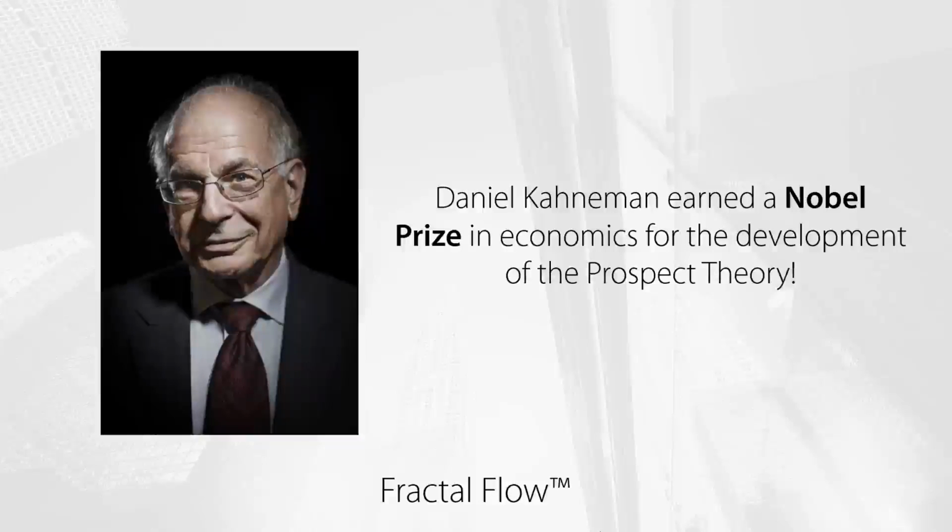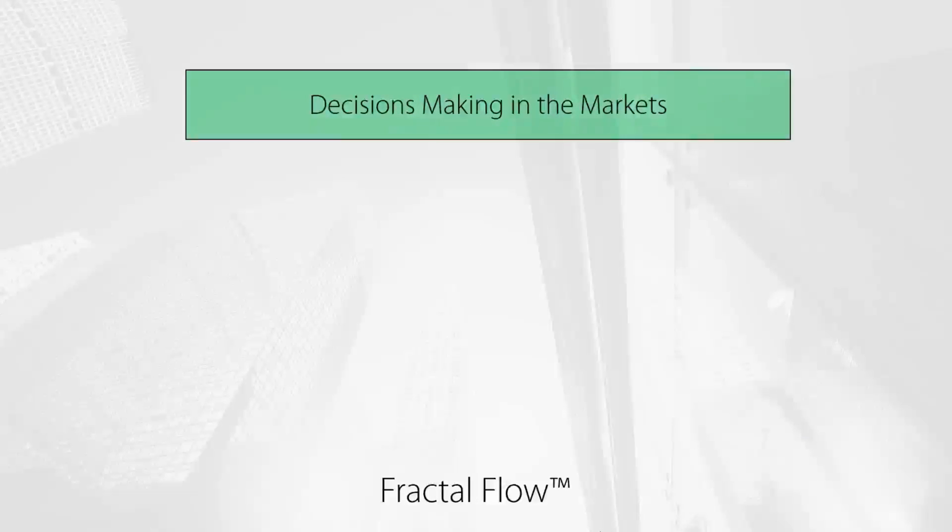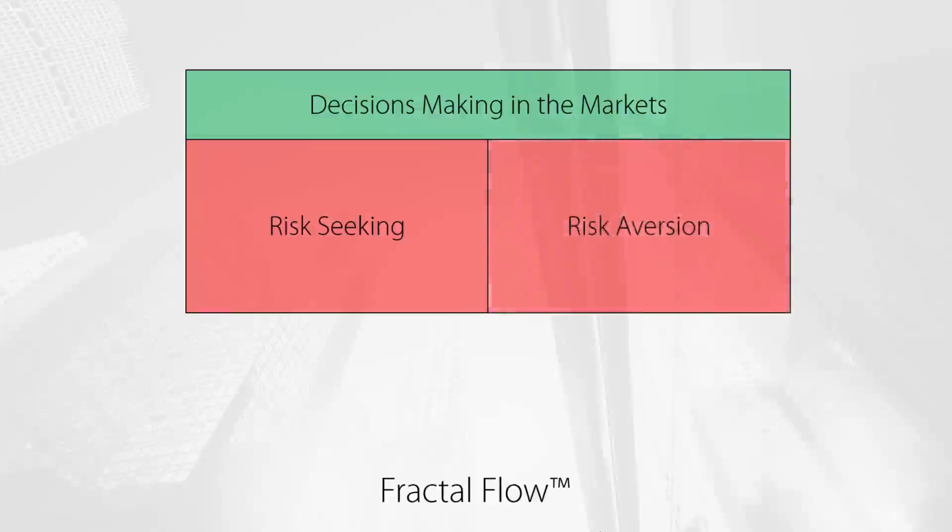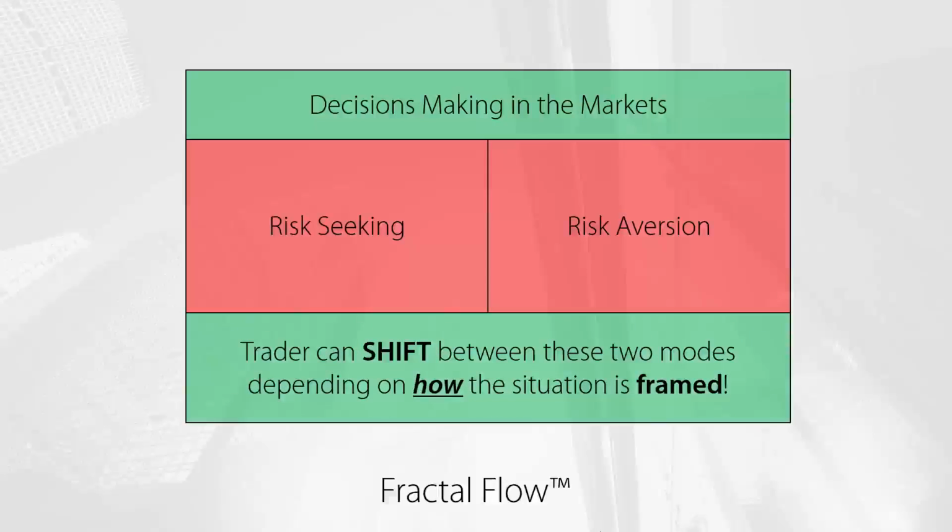There are two modes of reaction a trader can have when facing a decision in the market, roughly speaking. The trader can seek risk, or he can avoid risk. The hallmark of the prospect theory is that it shows how a person can shift between these two modes regarding the same scenario. The only thing that makes the person shift between risk avoidance or risk seeking is how the decision is framed. In other words, the way in which a person sees a decision is what determines if she is going to seek risk or avoid risk. The interesting thing about this is that the person can shift between risk aversion or risk-seeking behavior just based on how the situation presents itself.